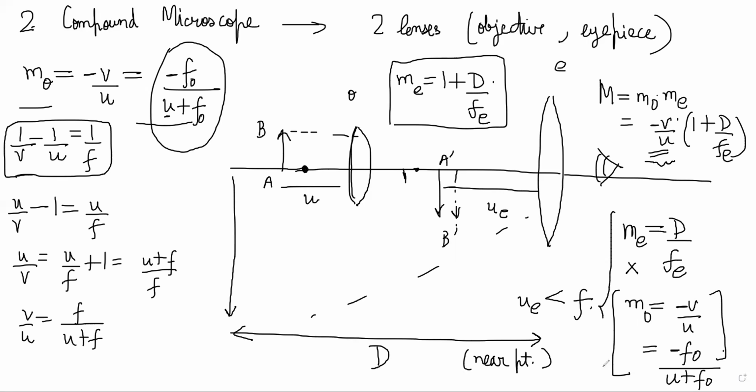So in general, you need to know the basic setup: the object is placed beyond this and the image is found between the focus and optical center of the eyepiece, and so on. After that, you have to know how to write the magnification from the objective and the magnification from the eyepiece. It is fairly straightforward only if you understand your basic simple microscope stuff and what the arrangement is here.